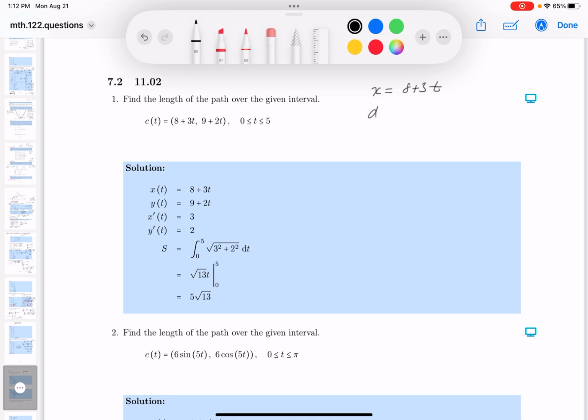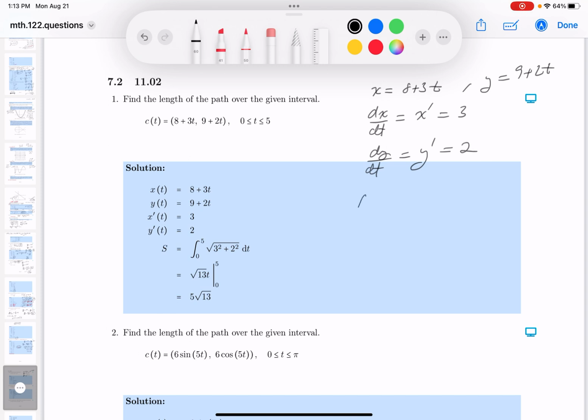I want to write down dx/dt. You could also write x prime, with the understanding that x prime is dx/dt. That equals 3, and we've derived these formulas in class. You could also say y prime, with the understanding that y prime is dy/dt. And what's that going to be equal to? Well, I should write the y down, right? What's y? It's 9 plus 2t. So what do you get there? If I differentiate, just 2.